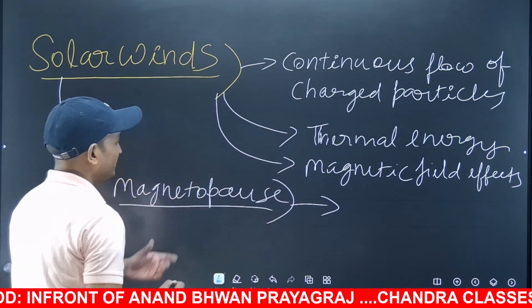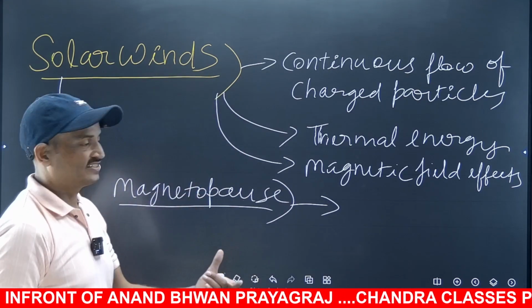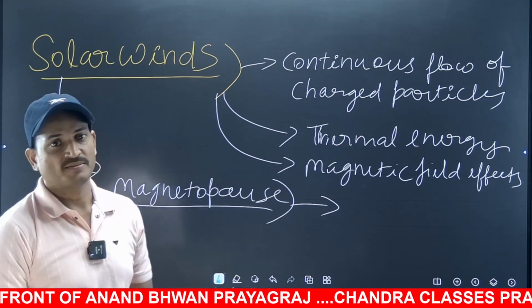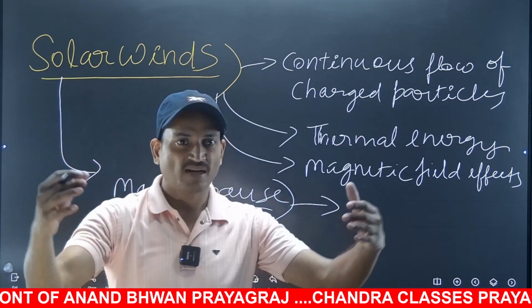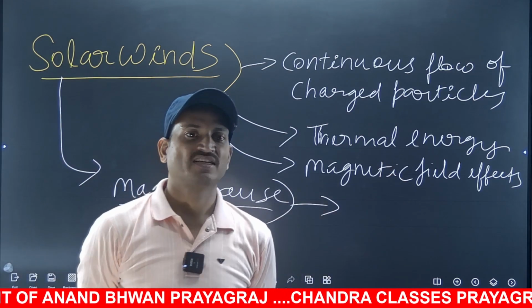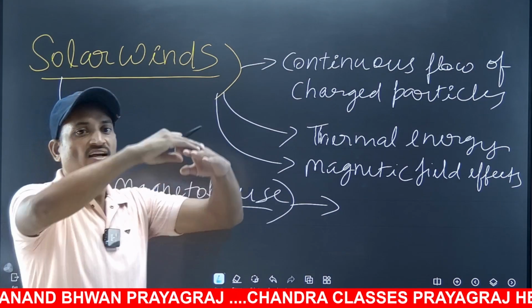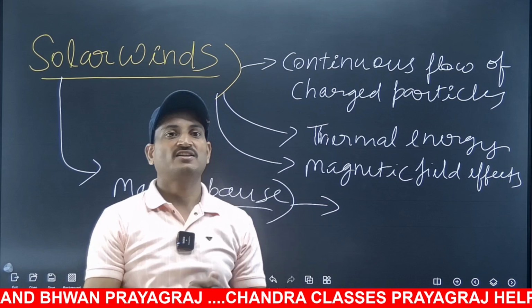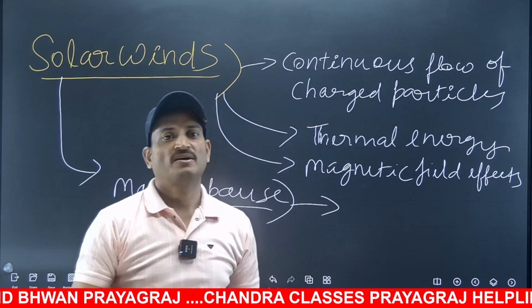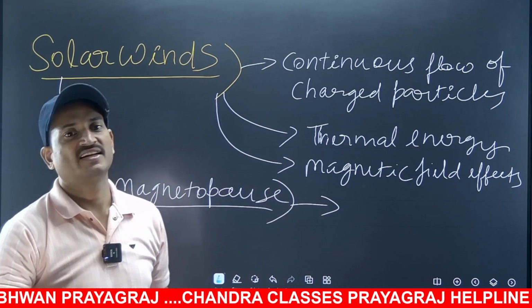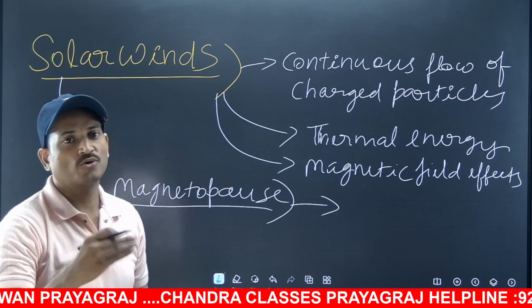So that's why we see that the magnetic field lines of the Earth protect us from the charged particles that are coming from the sun. They could harm us in various ways. But since we have the magnetopause covering the atmosphere of the Earth from all around, it protects us from the charged particles that are coming from the sun in the form of solar winds or coronal mass ejections.